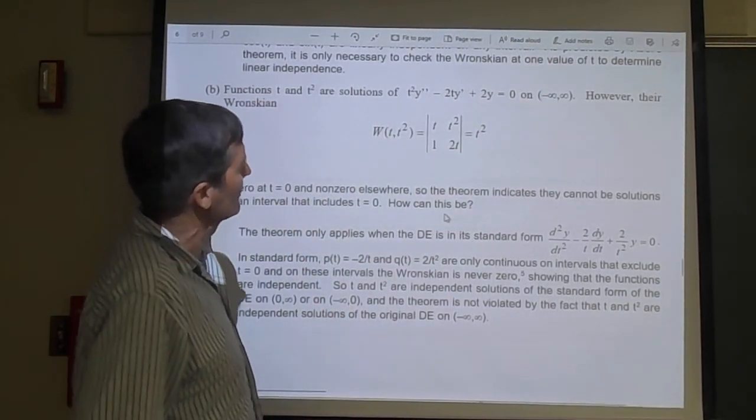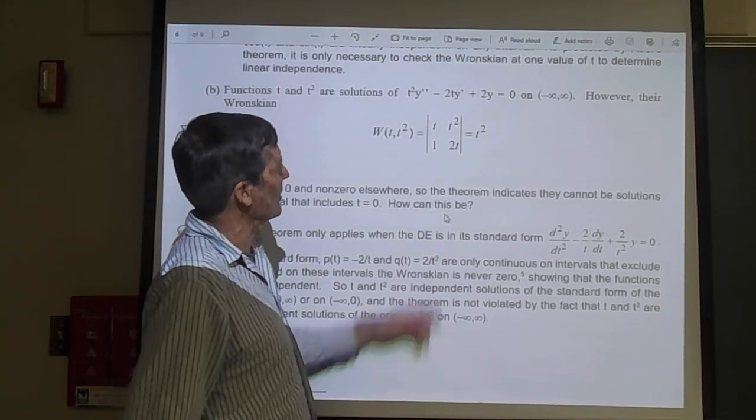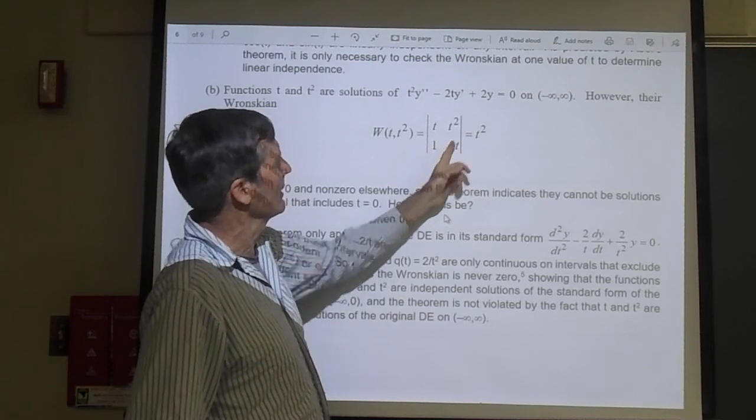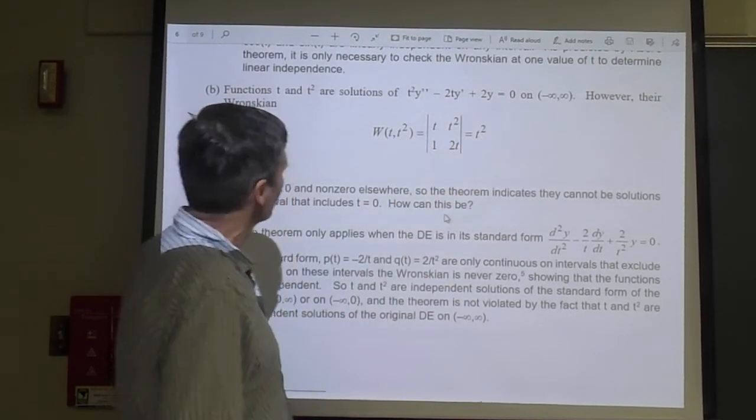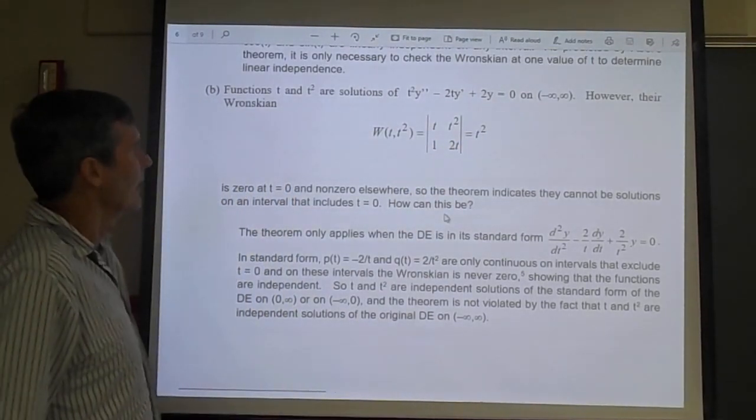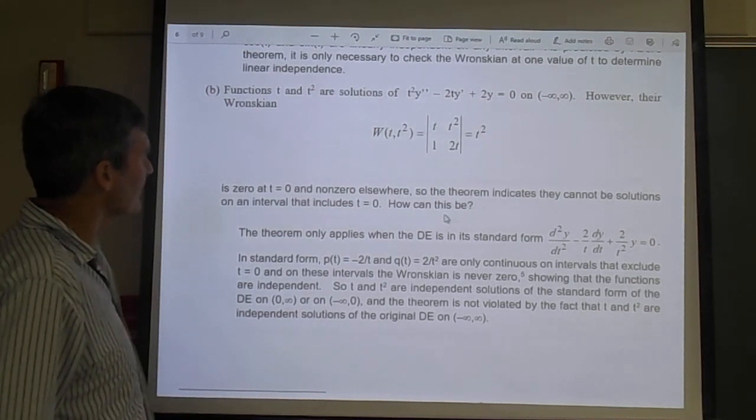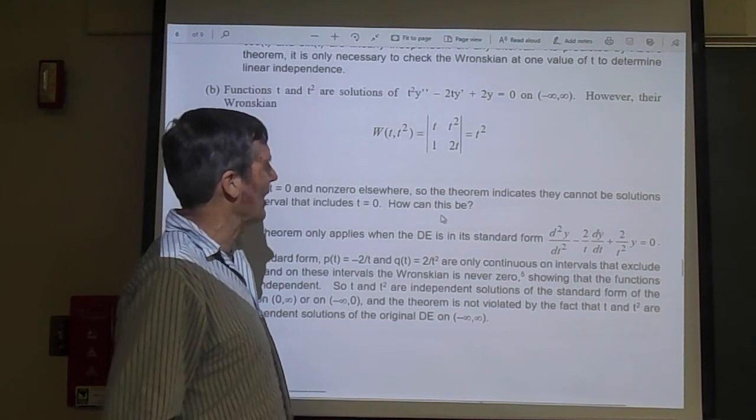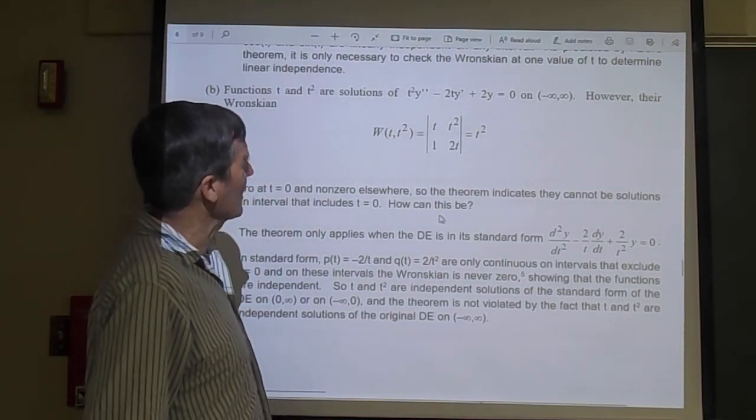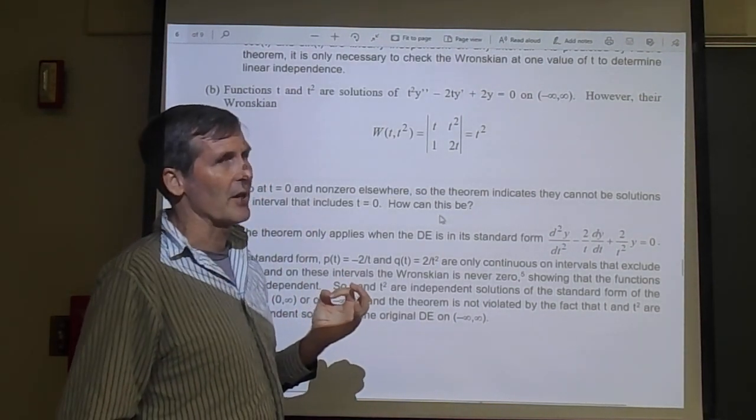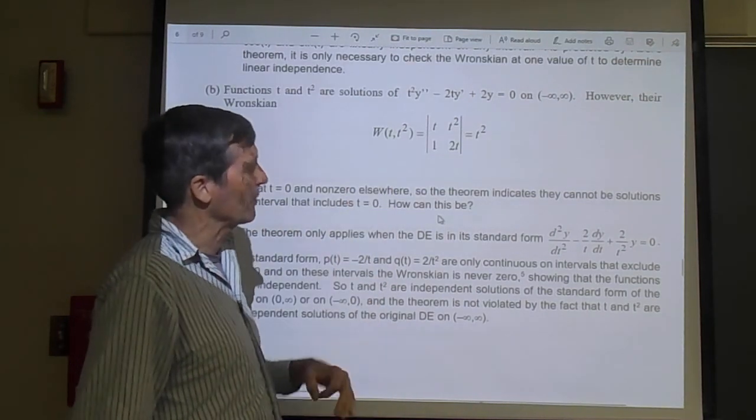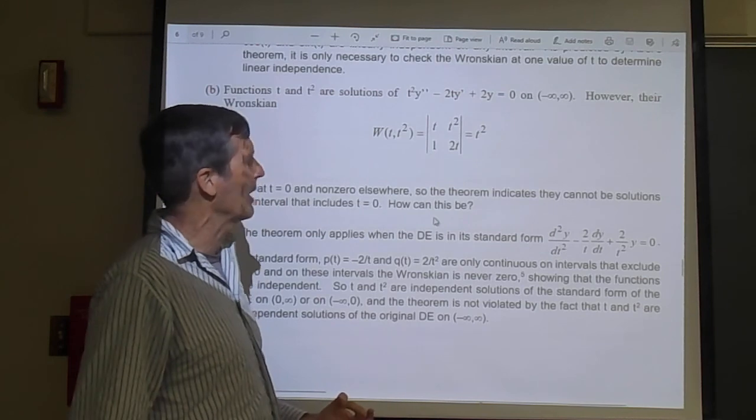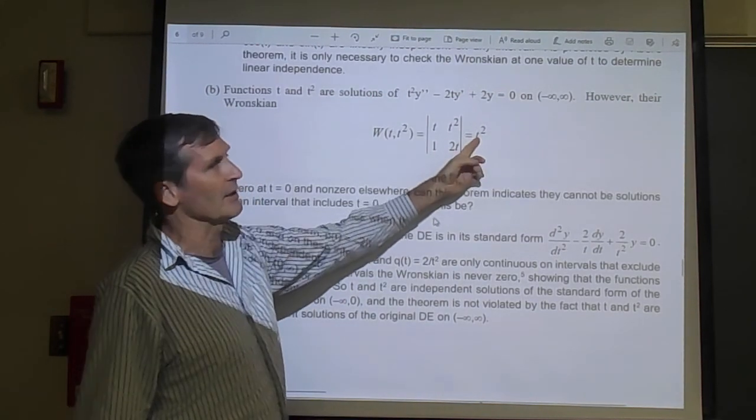So maybe I can check to see if they're independent. Here's t and t squared and their derivatives. The Wronskian is t squared. Since it's not zero, these are independent functions, but t and t squared can't be solutions of a second order homogeneous equation with continuous coefficients on any interval that includes t equals 0. Why not? Because the Wronskian is 0 at that point.